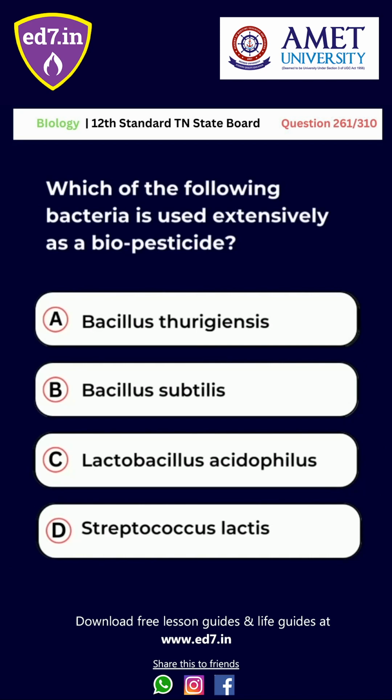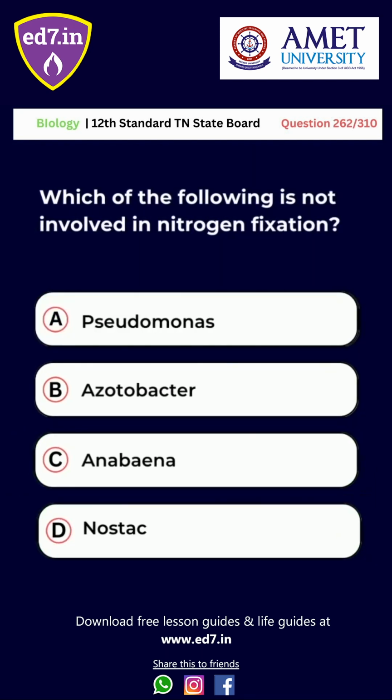Question number 261. Which of the following bacteria is used extensively as biopesticide? A. Bacillus thuringiensis. B. Bacillus subtilis. C. Lactobacillus acidophilus. D. Streptococcus lactis. The right answer for this question is option A, Bacillus thuringiensis.